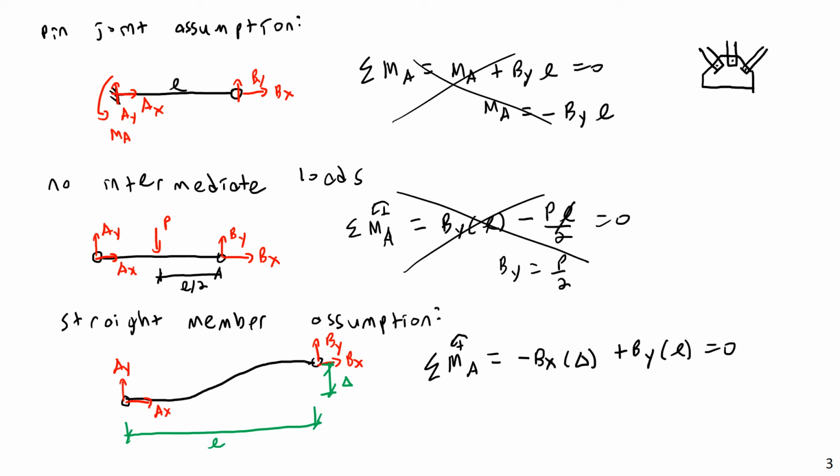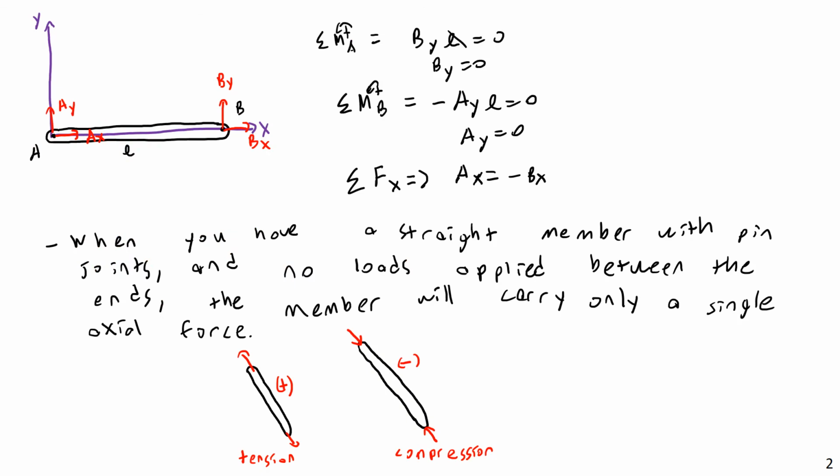So the 3 main takeaways are that a truss member has pin joints, no intermediate loads, and is a perfectly straight member. And as long as you have a member that meets those assumptions, that member will carry only a single axial load, which can be either in tension or compression.